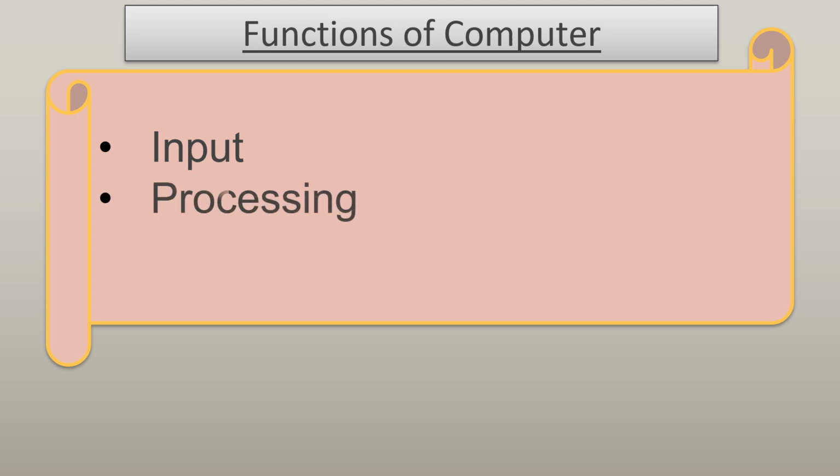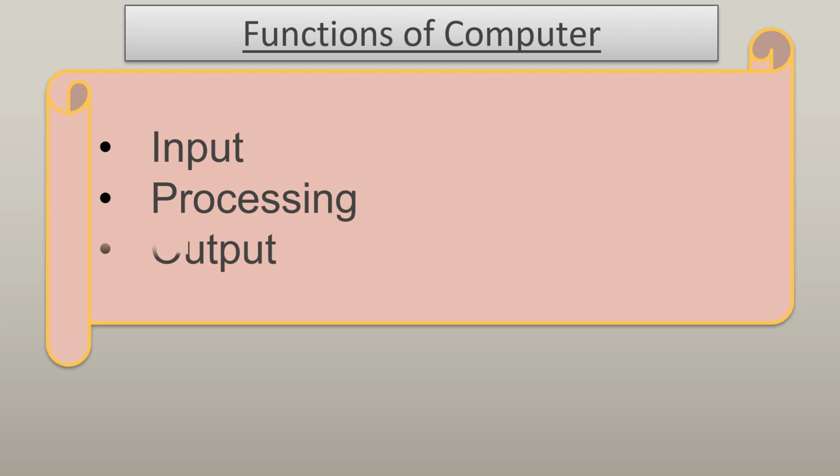Second is processing. After you enter the data and instructions in the computer, the CPU works on the input to give it a meaningful information. This is called processing. When the CPU works on the input to give it meaningful information, it is called processing.